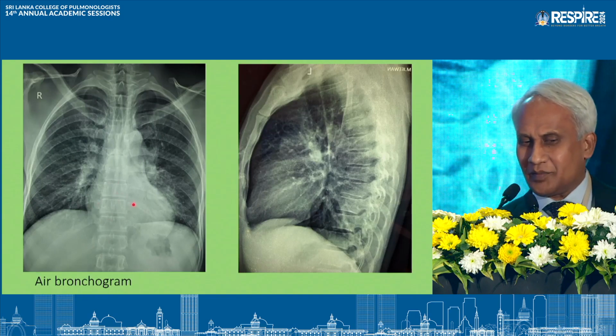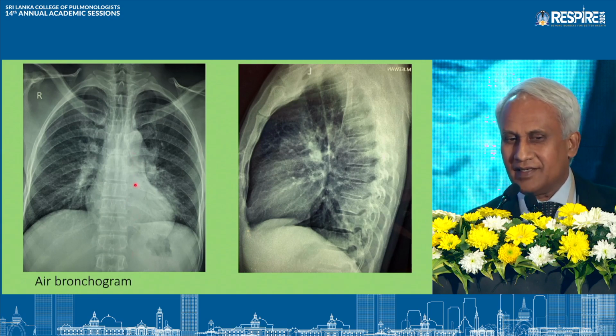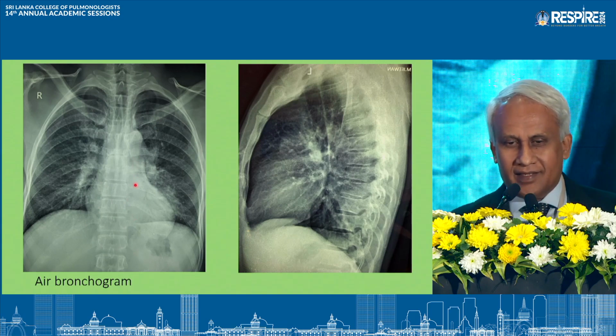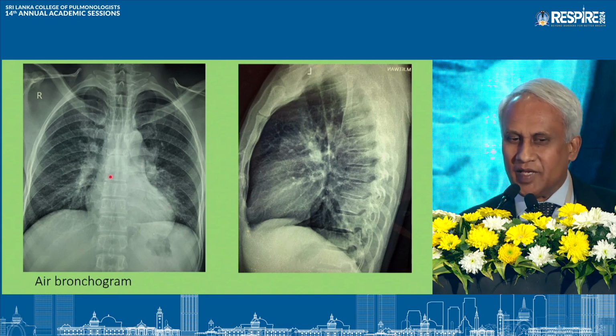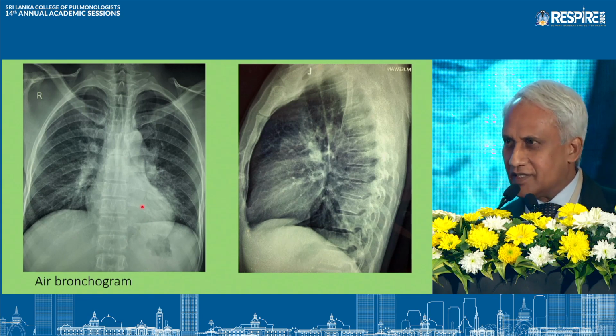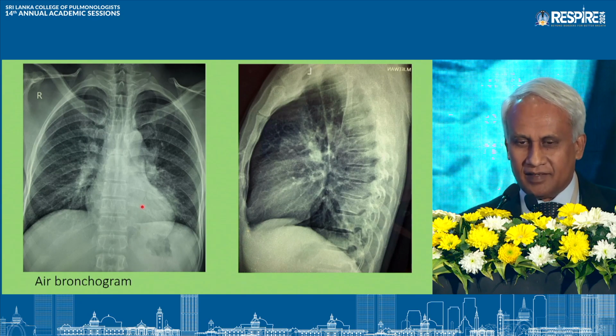Another behind the heart opacity, you can see, you can't appreciate the descending aorta here, and you can see the left heart border nicely. So there is opacity behind the heart with some air bronchogram effect. So opacity with air bronchogram, you know that is going to be a consolidation. So it could be a pneumonic consolidation. If not responding, think of other possibilities like alveolar cell CA.